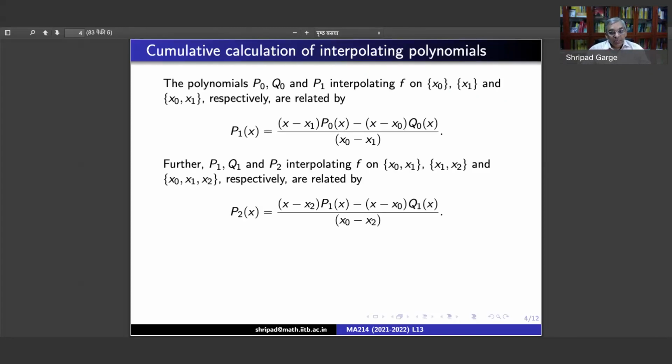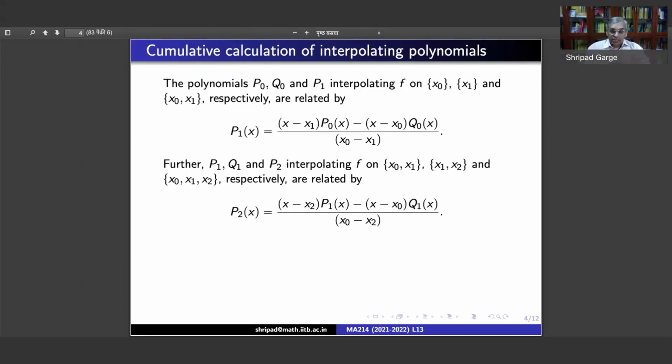We have a similar formula for the possibly quadratic polynomial P2, where P1 is the polynomial of degree less than or equal to 1, interpolating the function f on x0, x1. Q1 is the polynomial of degree less than or equal to 1, interpolating f on x1 and x2. And we have now P2 which interpolates the function f on x0, x1 and x2.